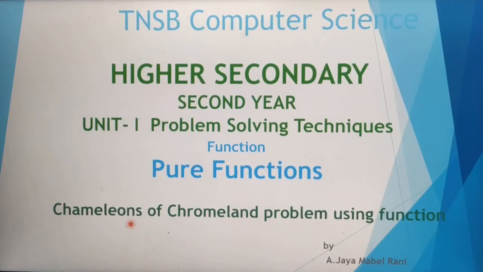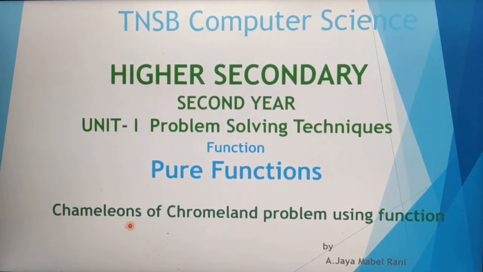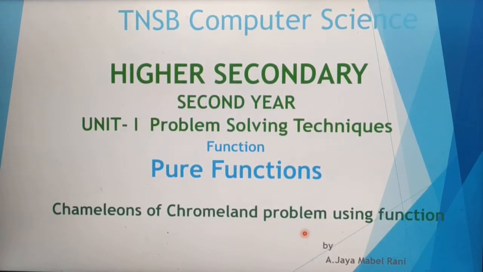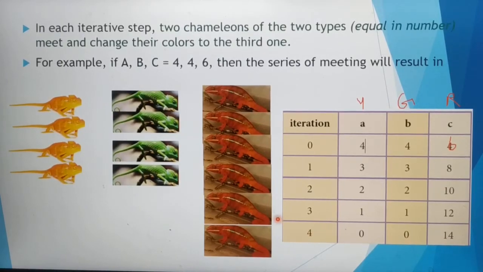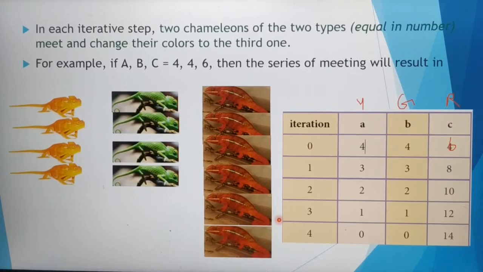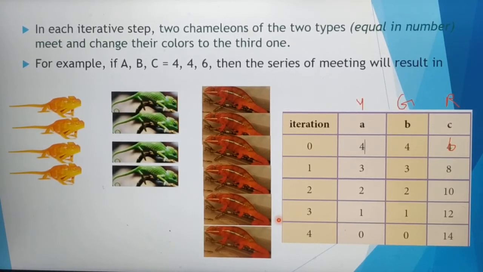In this video, we are going to see about the chameleons of Chromoland problem using pure function. We know in pure function, the behavior of the function variable will not be affected by any other variable. Why is it called the chameleons Chromoland problem? Chromoland means able to change their skin colors. Here chameleons are able to change their skin colors.